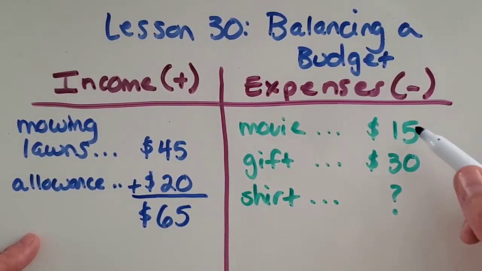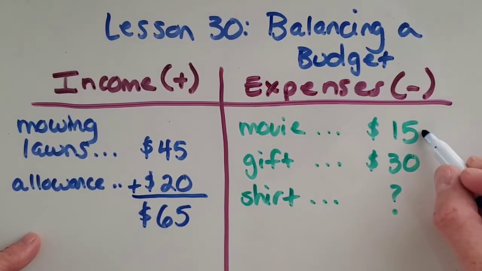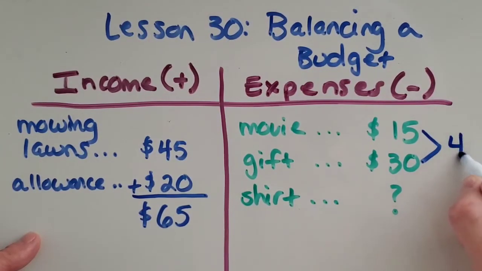Now I've got some expenses: 15 and 30 and then a mystery amount. But we know that this budget is going to be balanced, or down to zero. So what can I do to start solving this? Great, I should start combining what I do know. So 15 plus the 30 is $45.